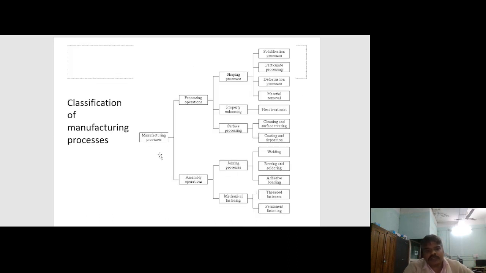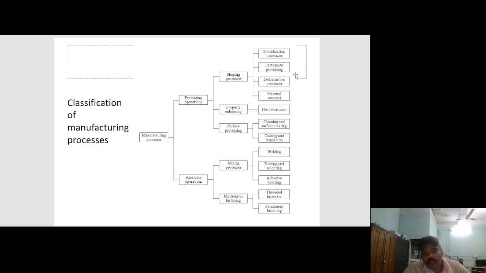This is the classification of manufacturing processes. Manufacturing processes are first classified into processing operations and assembly operations. Processing operations are further classified into three forms: shaping process, property enhancing, and surface processing. Shaping process means we are going to change the shape. The first one is the solidification process, which is the casting process.